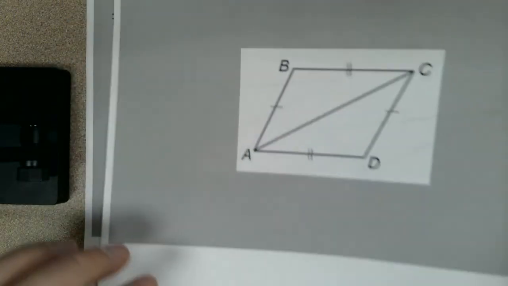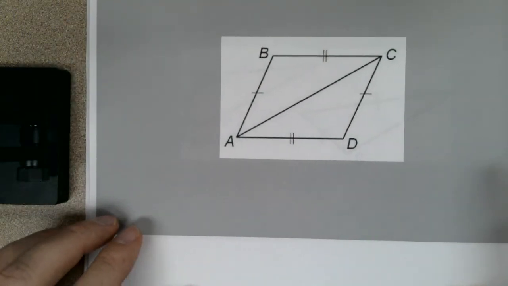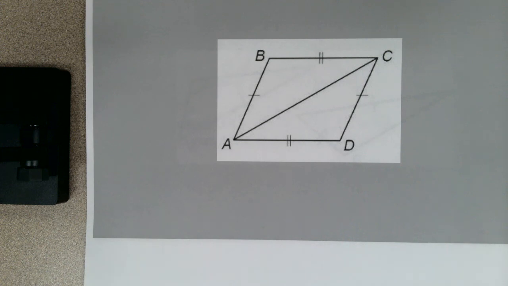Okay, I'm going to do one more with you. This will be the last one we do. Again, look at the picture, determine if the triangles are congruent. If they are, tell why they are, either side, side, side, or side angle side, or they're not congruent.